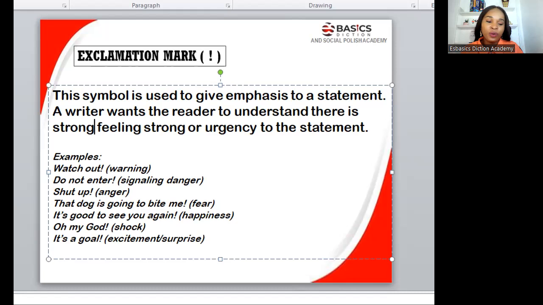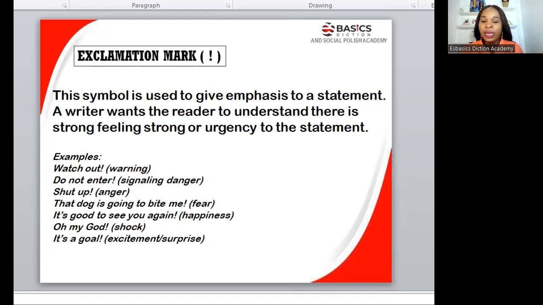The tone of your voice will help convey the meaning of your message. In case you want to express happiness or shock, the tone of your voice cannot be the same. Let's continue.